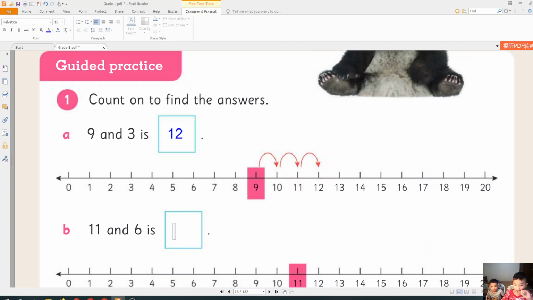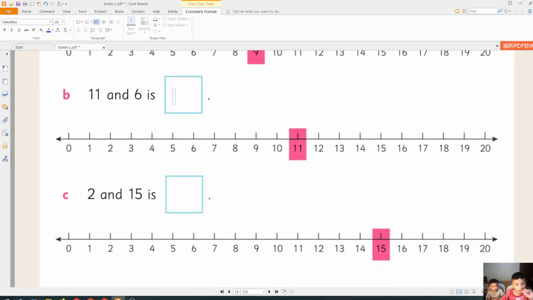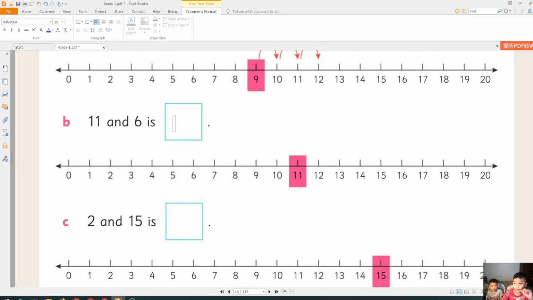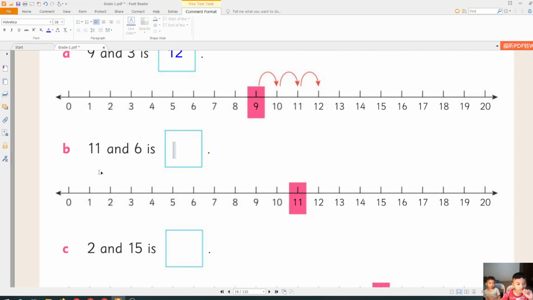Next, the next number. In here, let's count. In here, we don't have an arrow like this. We have to count by our own idea. Let's do it. 11 plus 6 equals. Let's count. 11, 12, 13, 14, 15, 16, 17. Our answer is 17.